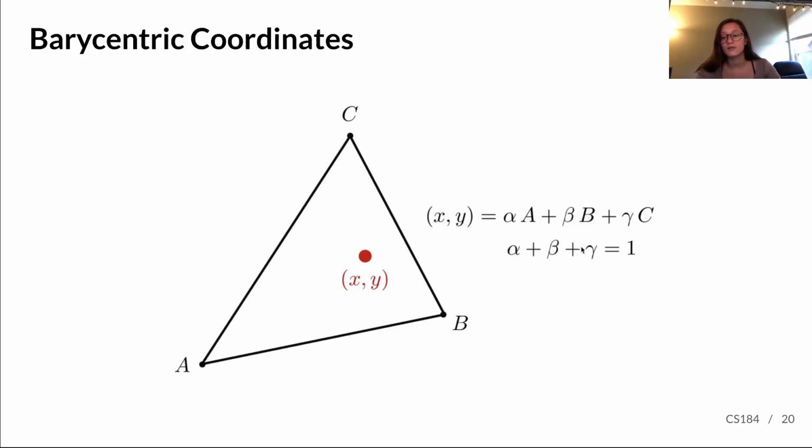And since we have three values to represent this xy coordinate, this is overdetermined, and we need to make sure that all three of these sum to 1.